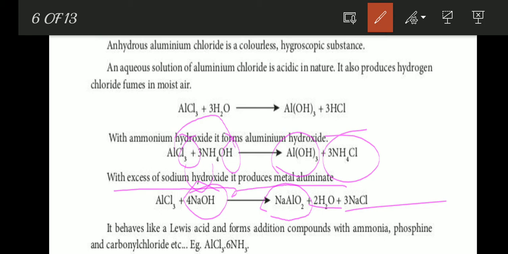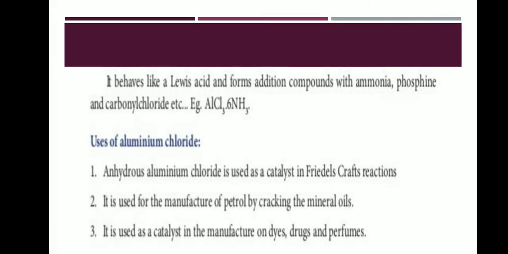It behaves like a Lewis acid and forms addition compounds with ammonia, phosphine and carbonyl chloride, etc. For example, AlCl3·6NH3. Uses of aluminum chloride.